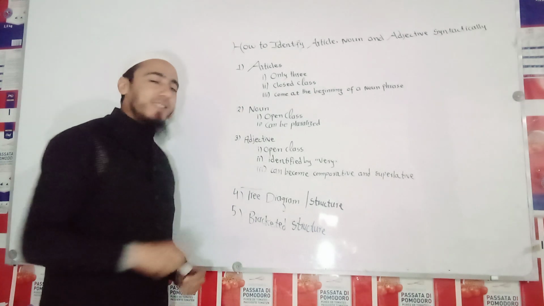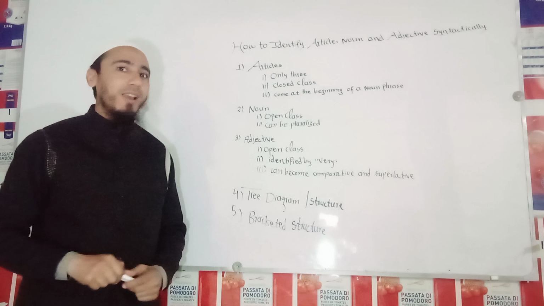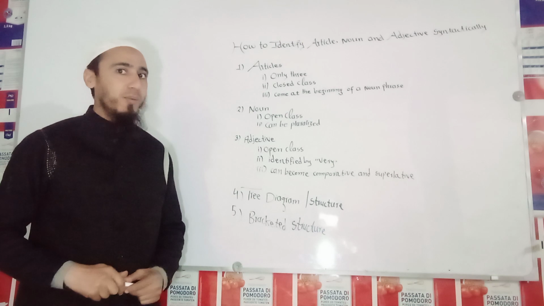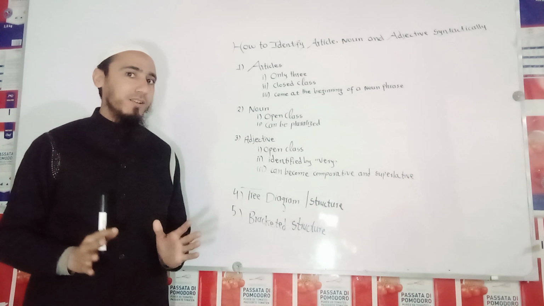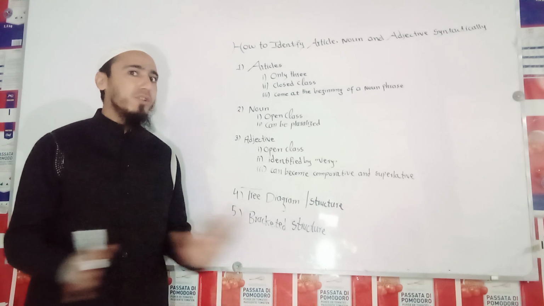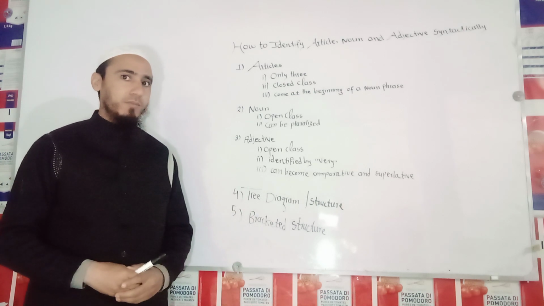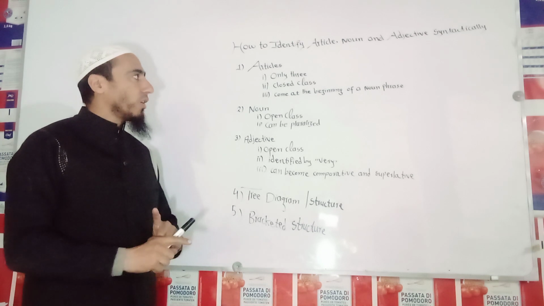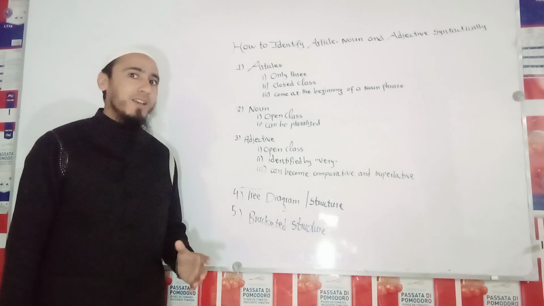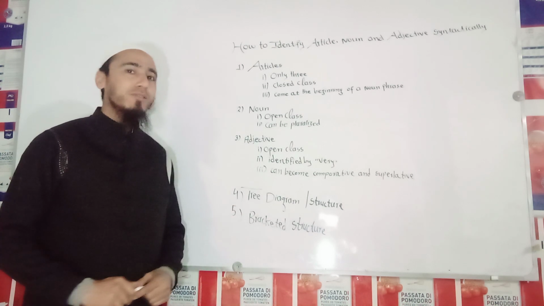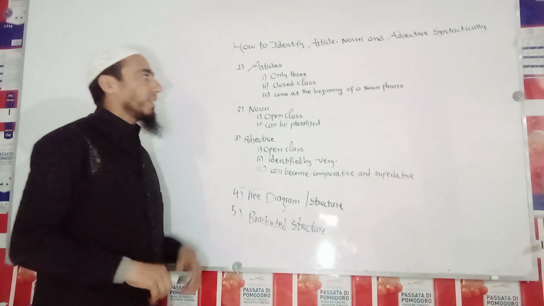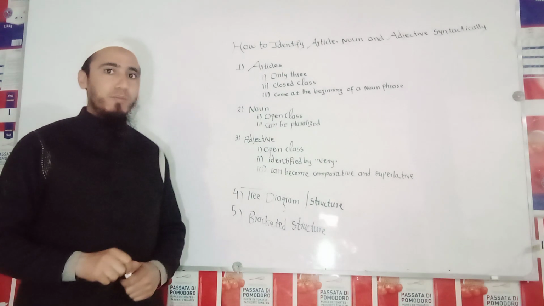The next identity is that articles belong to the closed class. If you remember, I told you about the closed class, that it is a class of parts of speech in which no new word can be invented. It means that no one can invent a new word among articles. Why? Because articles belong to the closed class. So this is another identity. And the last one is that it comes at the beginning of a noun phrase.